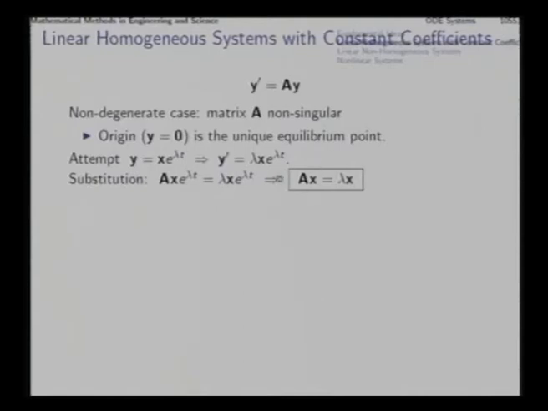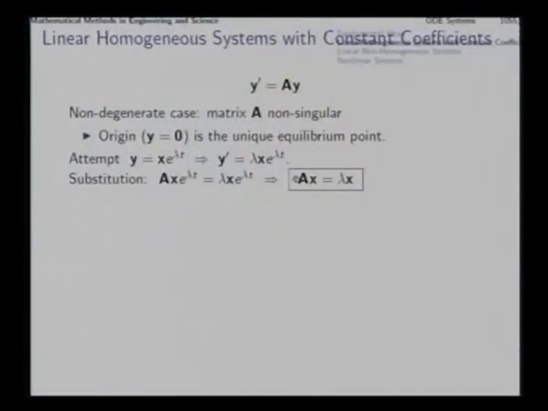Now, what is this? This is simply the eigenvalue problem of this square matrix A, from which we can determine x and lambda. So, with the formal solution of this eigenvalue problem, we can determine the eigenvalues lambda 1, lambda 2, lambda 3 up to lambda n, because this is an n by n matrix, and corresponding eigenvectors x 1, x 2, x 3, etcetera.